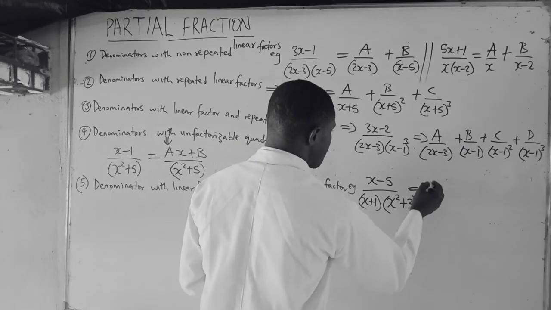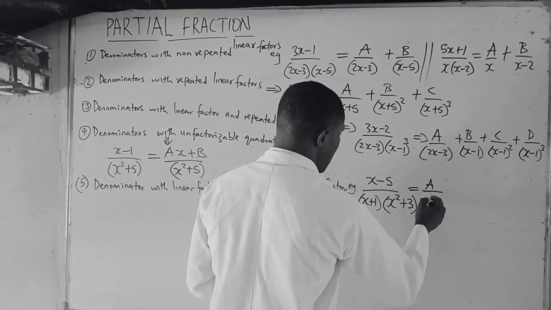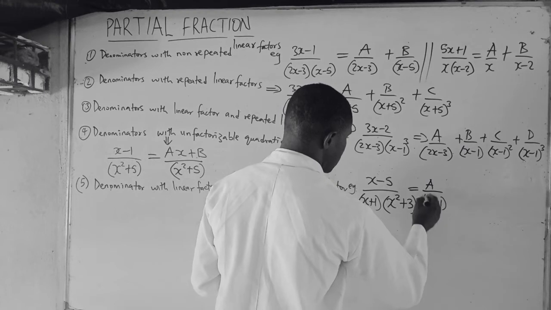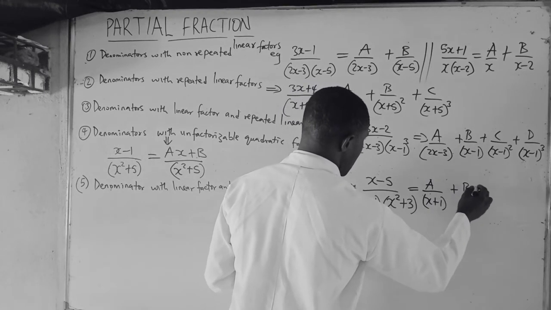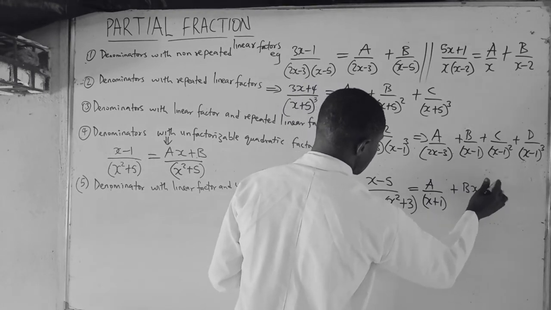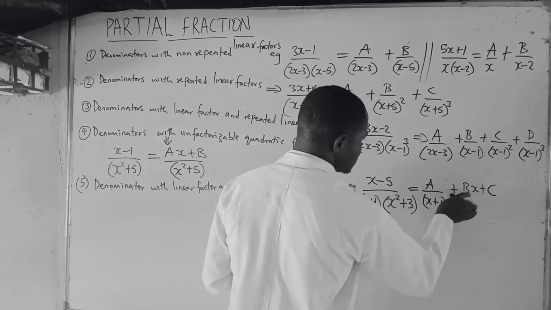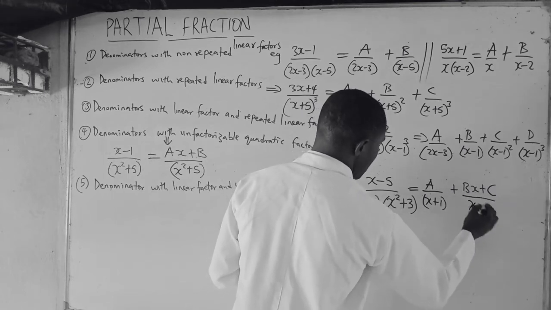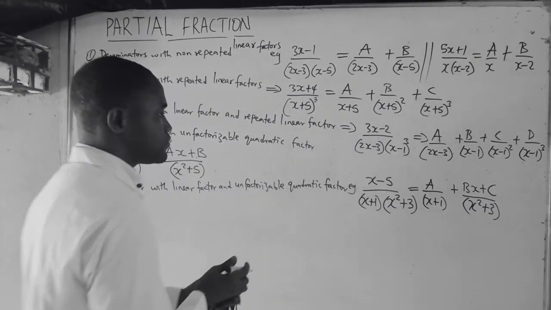You say it will be A all over x plus 1, plus Bx plus C. We are attaching x to this, all over x squared plus 3. That is how you resolve it.